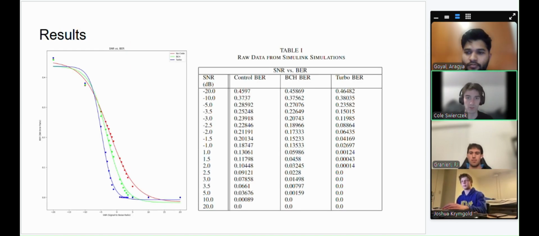So let's talk results. As Josh said, the main independent variable we were changing was SNR, and the main dependent variable we were measuring in our simulations was BER, bit error rate.